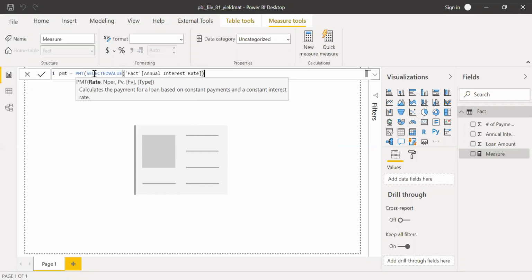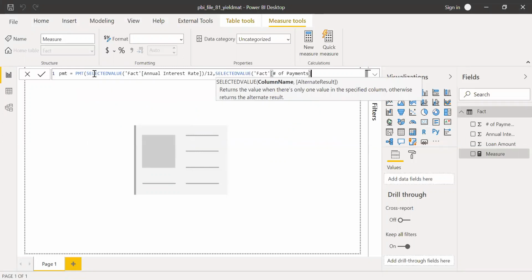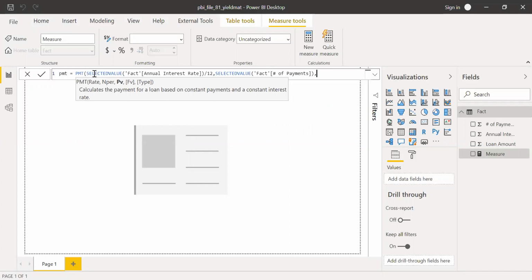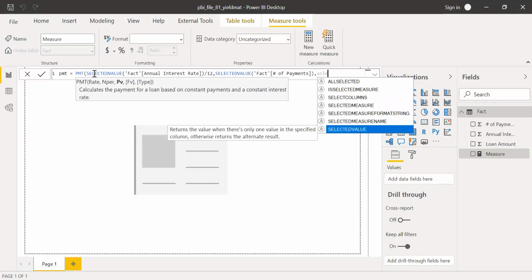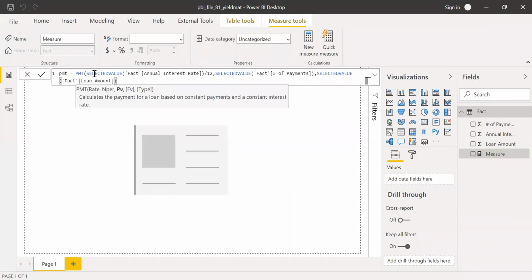So as I stated earlier, it's annual interest rate, so I'm going to divide it by 12. And then the second parameter is number of periods, so I'm going to use number of payments. And the third parameter is present value. I'm going to use the loan amount. And then we have the future value. I know it will be zero after all the payments. And then the type. So we are assuming we are making payment at the beginning of the period. So it's 1. Hit enter.